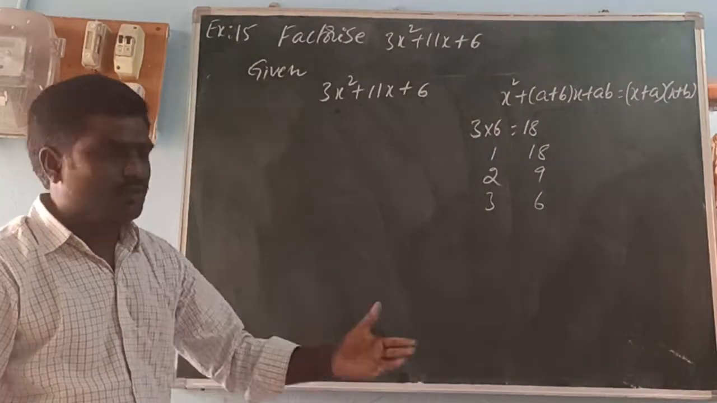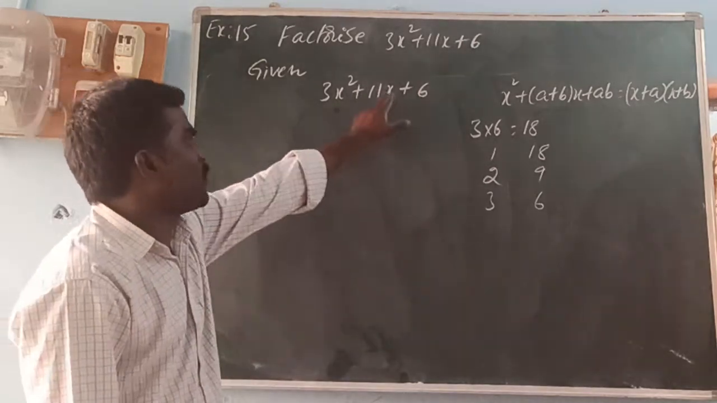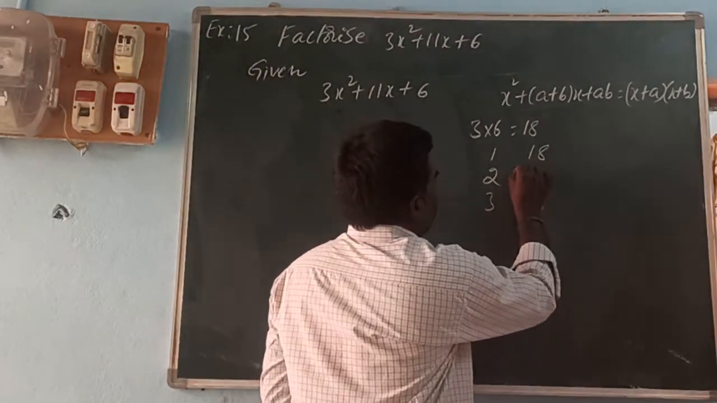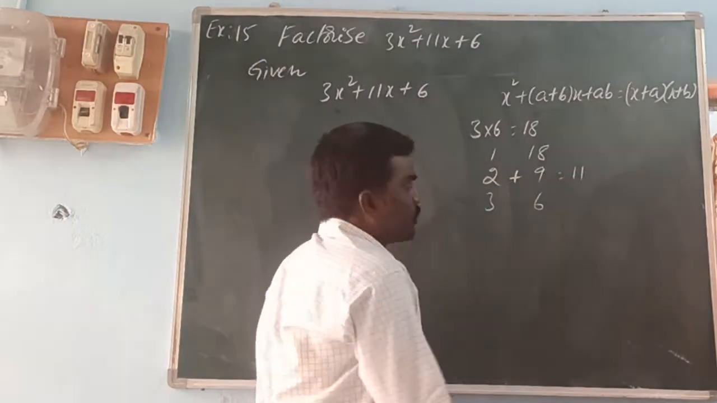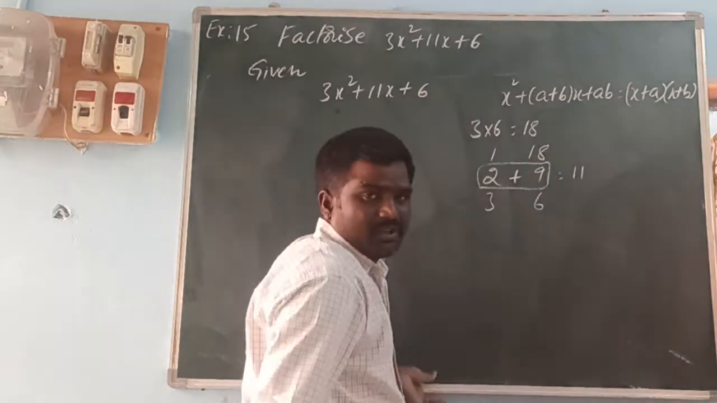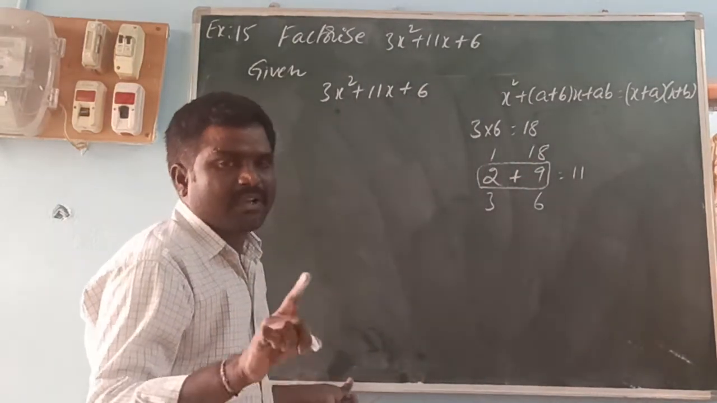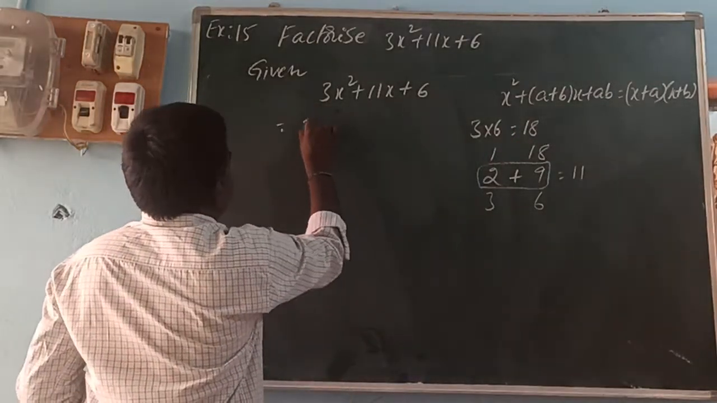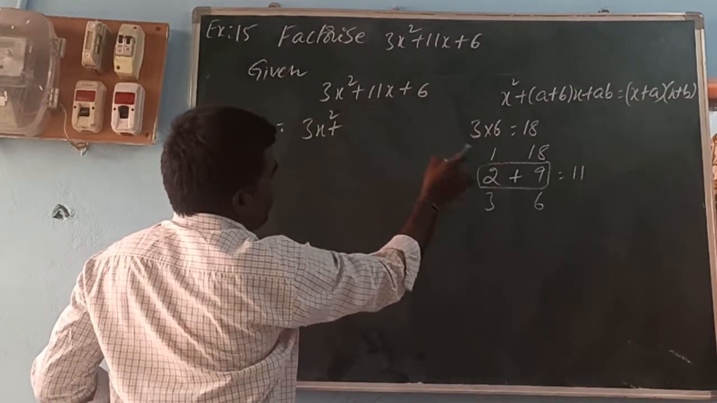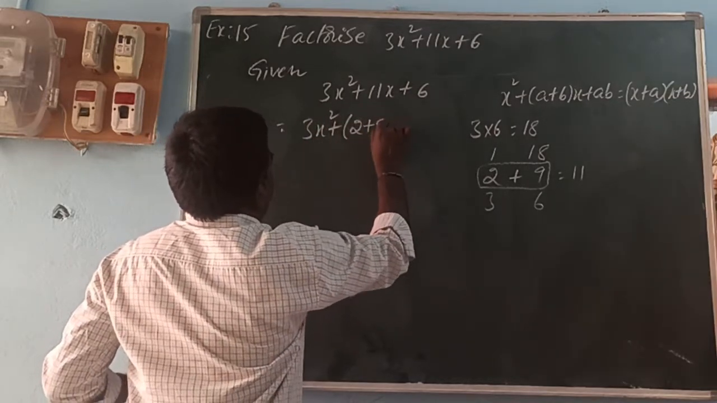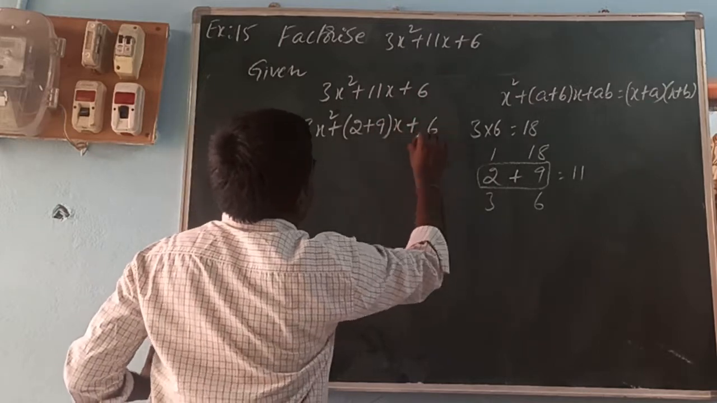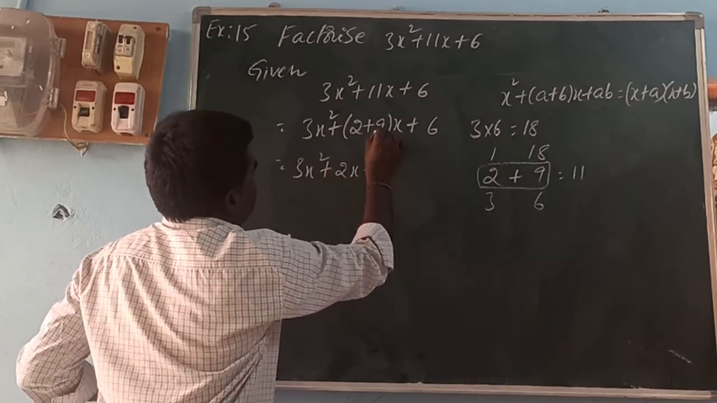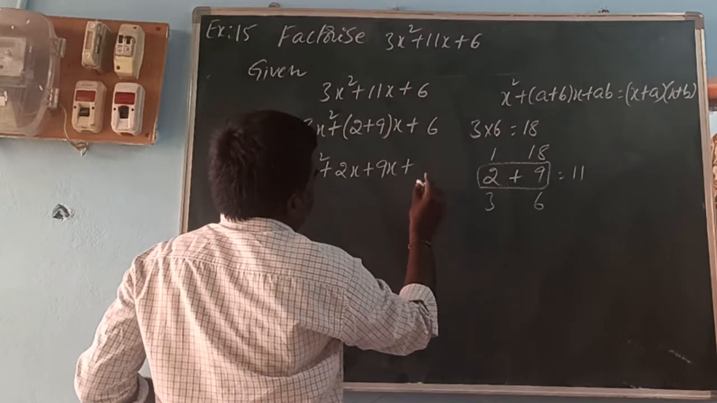In these factors, we take any two factors, their sum or subtraction becomes the x coefficient. Here, what is the x coefficient? 11. So which factors are possible? 2 and 9. 2 plus 9 is how much? 11. And 2 9s are how much? 18. So which factors do we take? Their sum is the x coefficient, their product is 18. So we can write 3x square plus, in the place of 11, we can write 2 plus 9, x plus 6. That is 3x square plus 2x plus 9x plus 6.